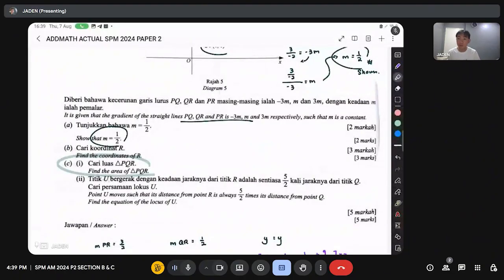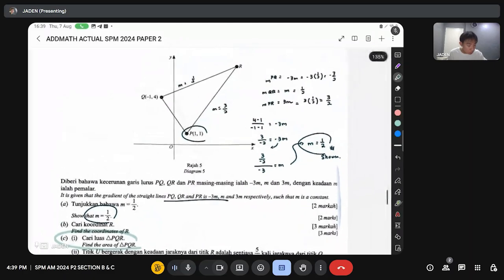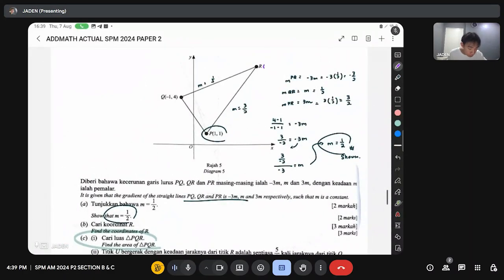C1 says find the area of triangle PQR. I think this is quite simple as well, because the formula is fixed. R is 5, 7. The formula is the shoelace formula. So area of triangle PQR equal to 1 over 2.